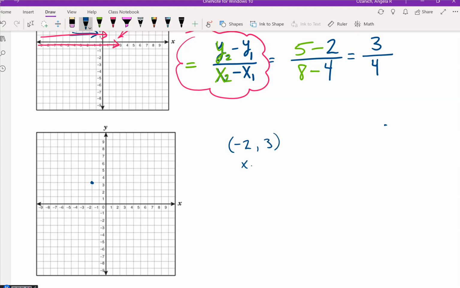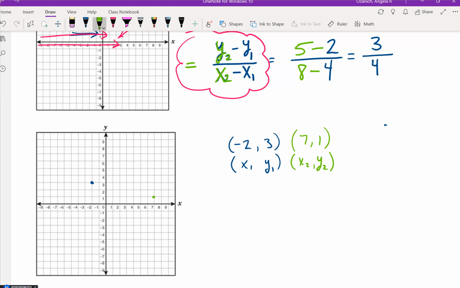Okay, that's going to be my x sub 1, y sub 1. All right, and then let's try another point, maybe way over here at 7, 1. And this is going to be my x sub 2, y sub 2. It doesn't matter which is which, as long as if you start with one point for your x value, you're going to use that same corresponding y value on the top. Okay, so let's give it a shot here.